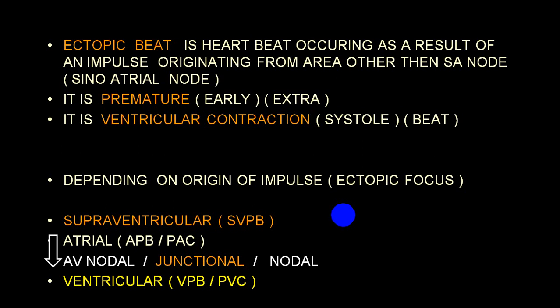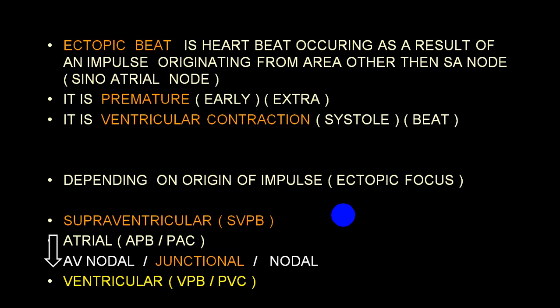If it is from an atrial focus, we call it an atrial premature beat, and if it is from a ventricular focus, we call it a ventricular premature beat. So depending upon the focus, we call it an ectopic focus, which is other than the SA node.